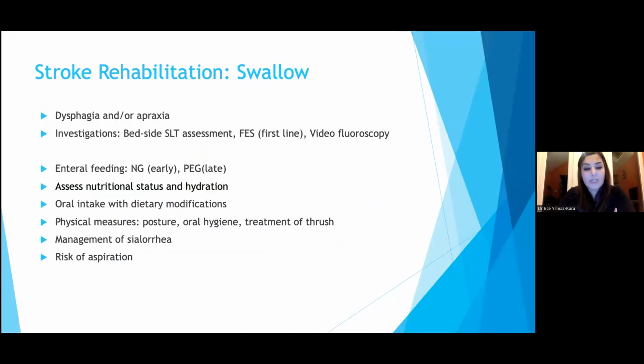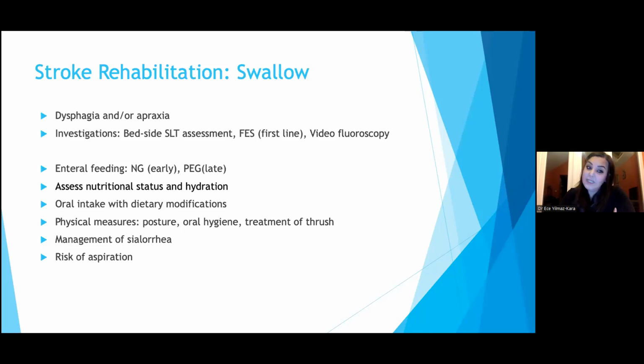Swallow. So we could be dealing with dysphagia or apraxia of swallow, and the guidance says all patients after stroke, that's a bit ambitious, but they should have a swallow assessment within 72 hours of a stroke. But that's the aim. And the first line is obviously the bedside assessment by the speech and language therapists. If you want to do radiological assessment, you can do FEES, which is the first line, or videofluoroscopy.